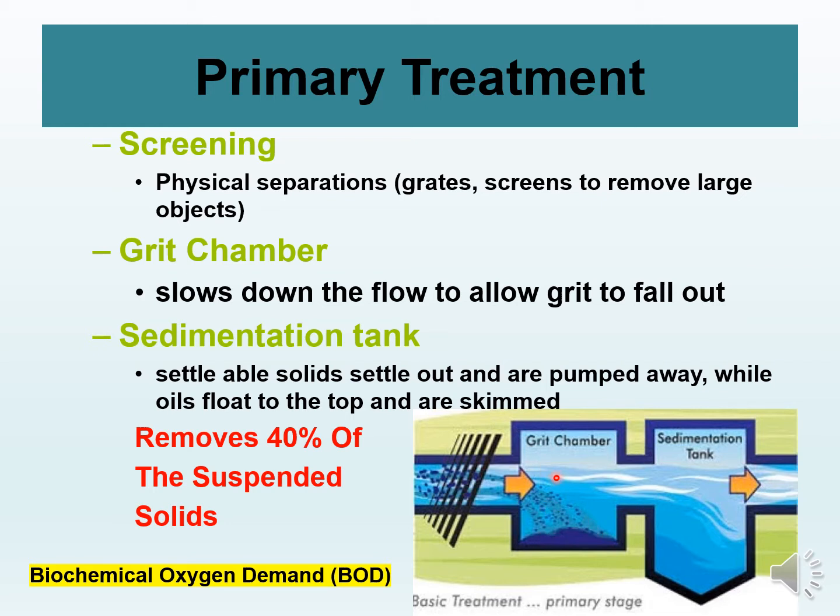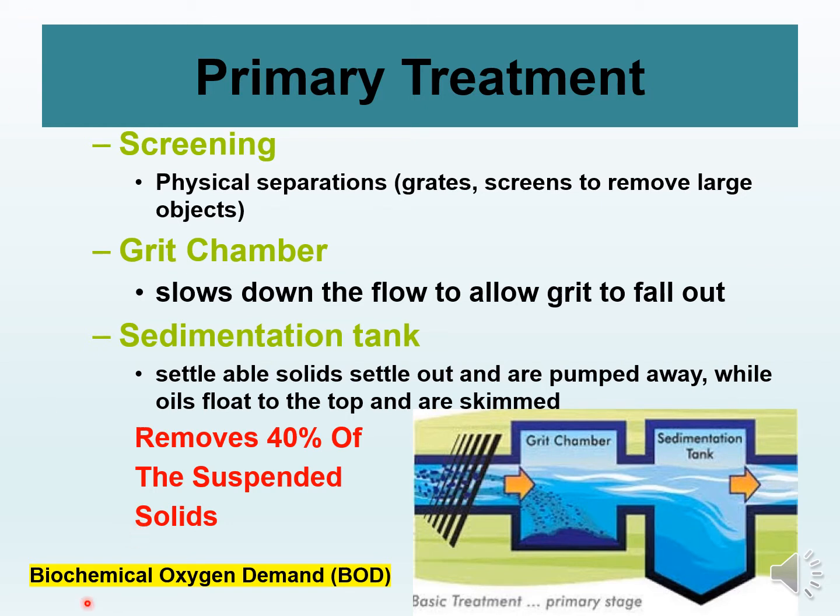Water then passes through another chamber called the sedimentation tank, in which the water is allowed to settle for a very long period of time. As a result, most of the solid matter settles down, which is called sludge. At the same time, the oil floating on the surface is also skimmed out. So almost 40% of the suspended solids are removed by this process. After this process, the wastewater is called clarified water.